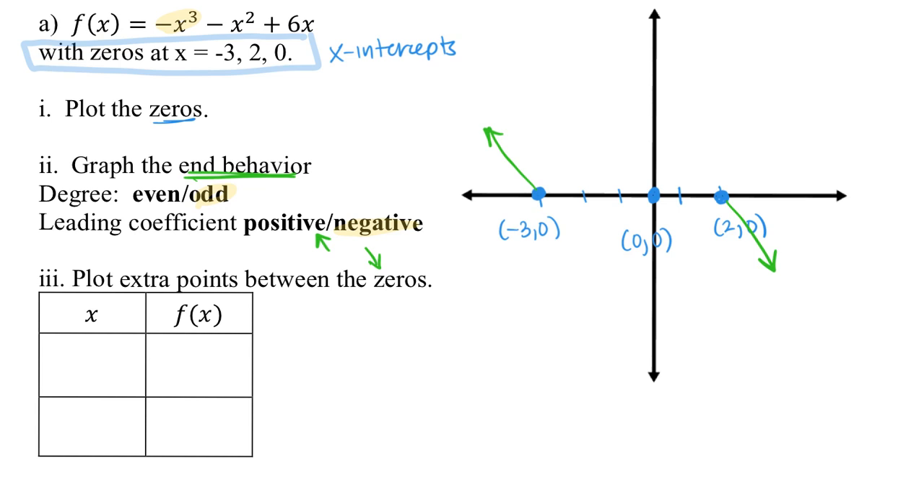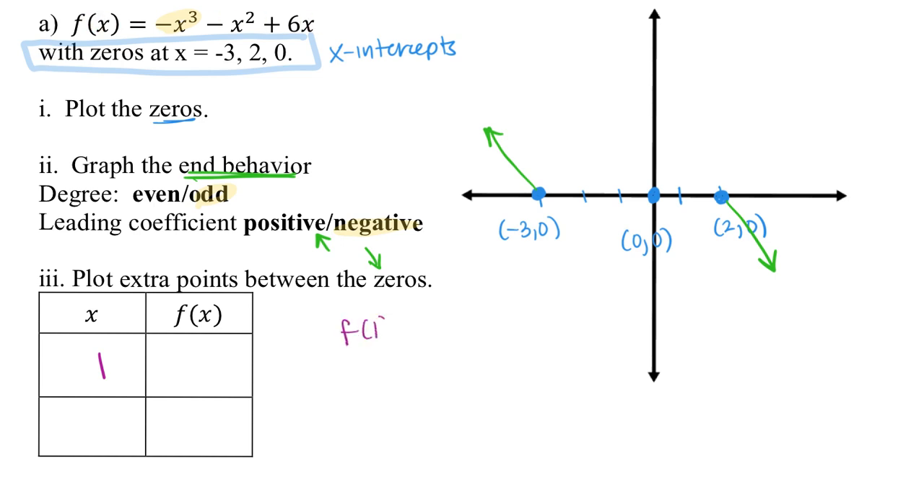Okay, I need to plot some extra points between the zeros. I don't need a lot of points. I just need to know, is it going to go up here or down here? So for example, between here and here, I'm going to plug in 1. I pick points that are convenient and that will give me enough information. Okay, so let me plug 1 back into the original function to get the y value.